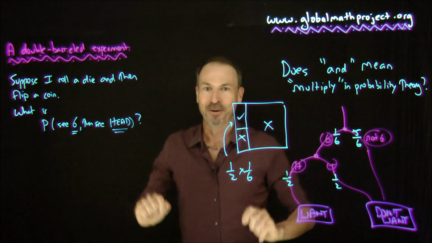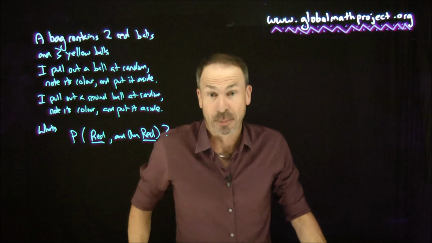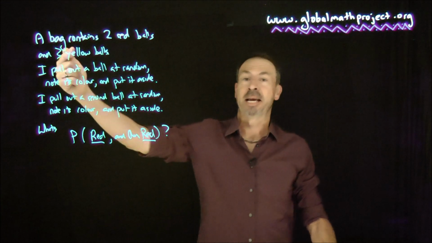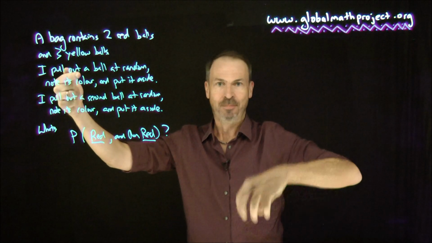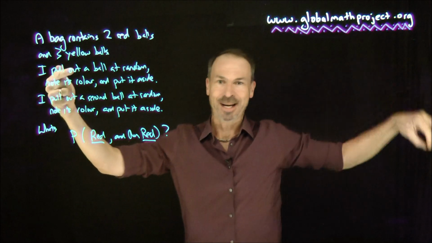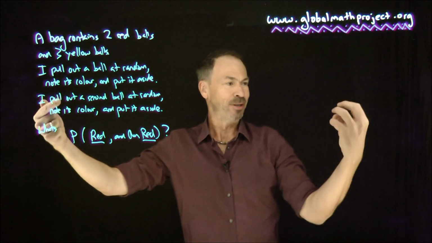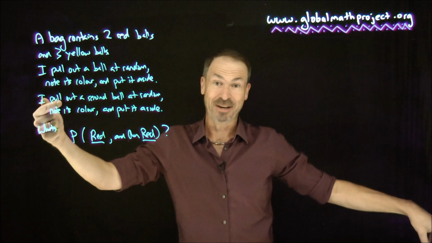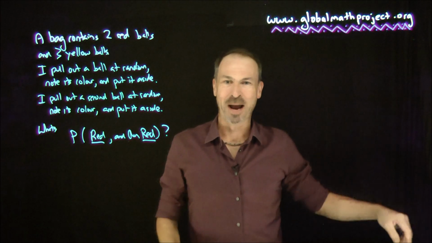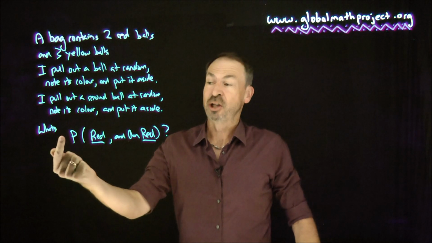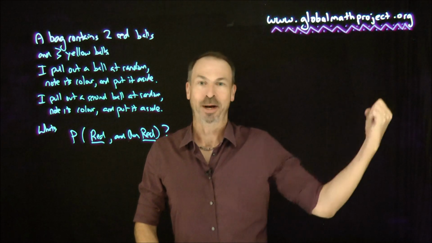All right, so let me clean the board. I'll be right back. Okay, so here's the other example we did, another double-barreled experiment. It's about a bag that contains 2 red balls and 3 yellow balls. I pull out a ball at random, note its color, and put it aside. Okay, then there's 4 balls left. I pull out another ball at random, note its color, and then put that aside as well. So I pulled out 1 ball, put it away, pulled out a second ball, put it away, and the question was, what are the chances that we'll see a red and then a red? That I pull out a red ball, and then we pull out a red ball.